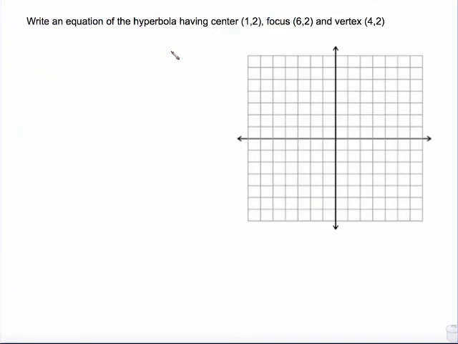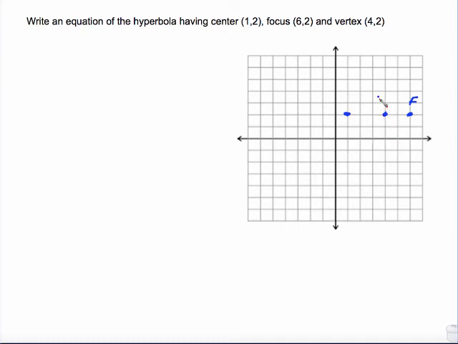Now, the next two problems are going to deal with equations. We have information and we want to come up with the equations. And as we did with the ellipses, the best way to go is put whatever you can on the graph and decide, is it a horizontal hyperbola or vertical hyperbola? So it has a center of 1, 2. The focus is 6, 2: 1, 2, 3, 4, 5, 6, 2. That's a focus. It has a vertex of 4, 2: 1, 2, 3, 4, 2.